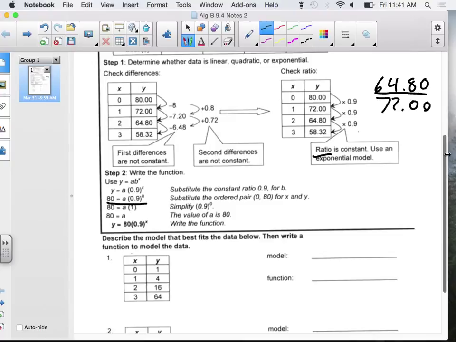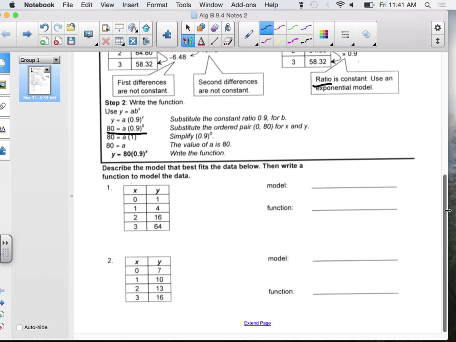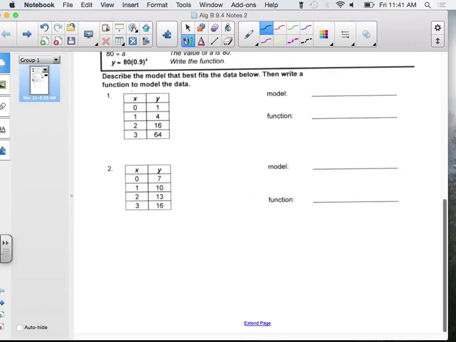So in reality, they did some extra work here that they really didn't need to do because we already knew what the starting amount was, but it did verify that the starting amount is 80. I don't want that to confuse them. Once we can identify a and we can identify b, we are really ready to set up our model. We're ready to set up our function. All right, so we'll just move on to that first problem there.